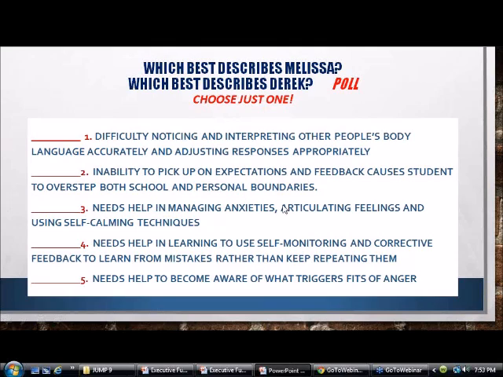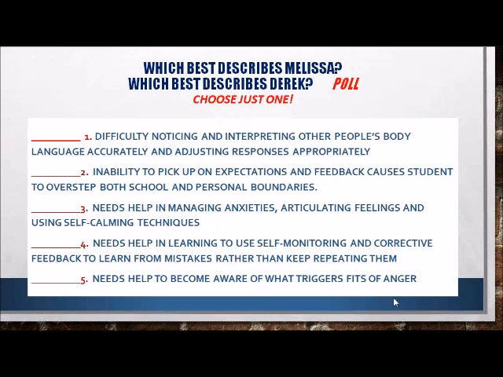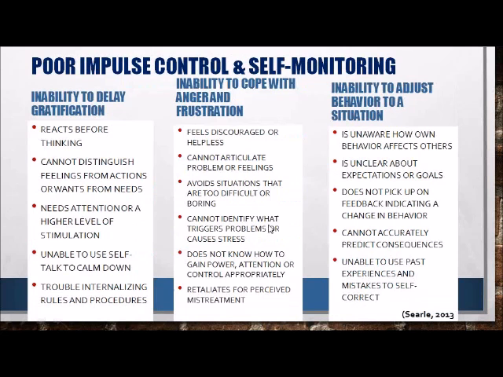All right, so let's talk a little bit about strategies for this one, and then we will be finished. Okay, so when we talk about poor impulse control and self-monitoring, there's that inability to delay gratification. Especially with Derek, we saw he reacts without thinking, before he thinks. Sometimes can't distinguish feelings from actions, just reacts. Might need more attention or a higher level of stimulation, unable to use self-talk to calm down, trouble internalizing rules and procedures. And then being able to cope with anger and frustration, that middle column.